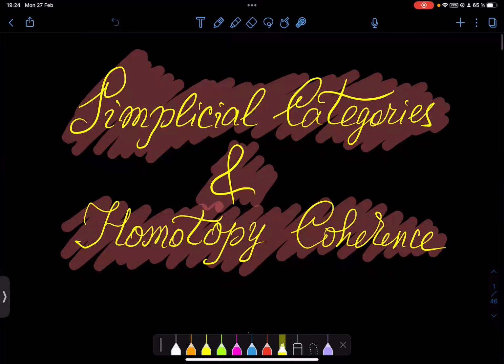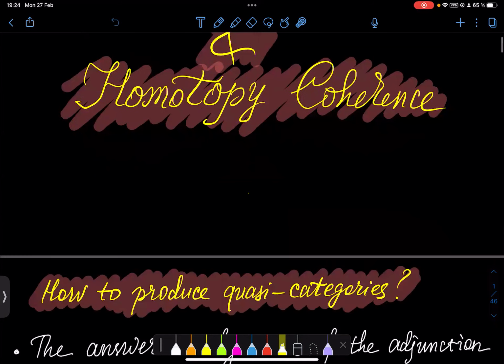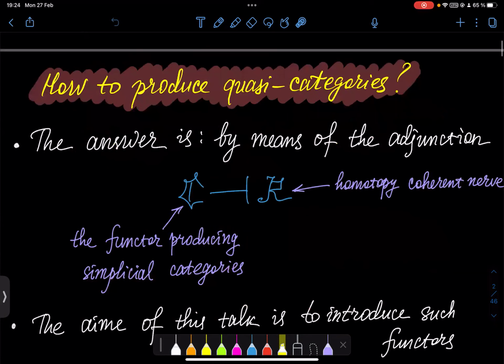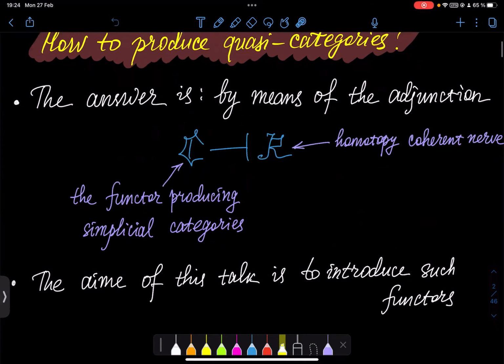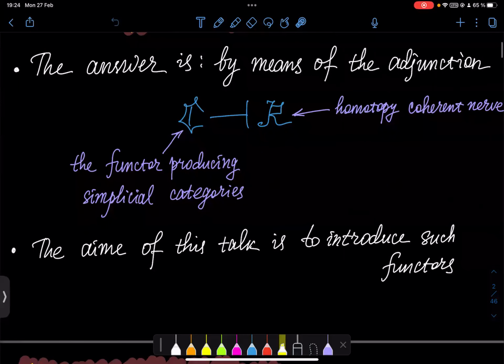Okay, so I'm going to talk about simplicial categories and homotopy coherence. The first point, we will start with some motivation, how to produce quasi-categories. The answer is the following.